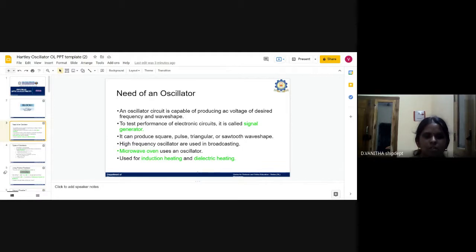High frequency oscillators are used in broadcasting. A microwave oven uses an oscillator, and these oscillators are used for induction heating and dielectric heating.